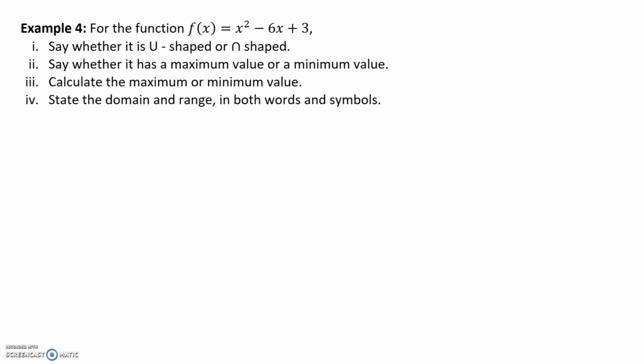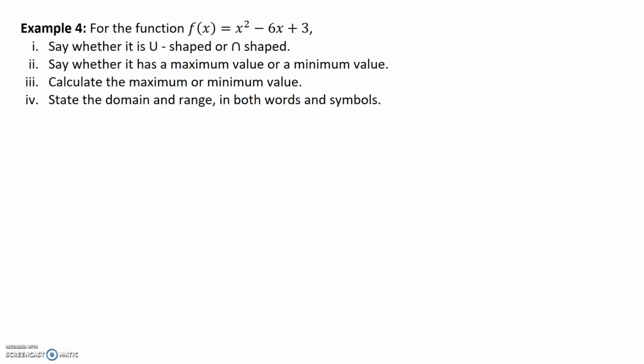Okay, this is a four-part question for the function f of x equals x squared minus 6x plus 3. Part 1, say whether it's u-shaped or n-shaped. Part 2, say whether it has a maximum value or a minimum value. Part 3, calculate the maximum or minimum value. And Part 4, state the domain and range in both words and symbols.